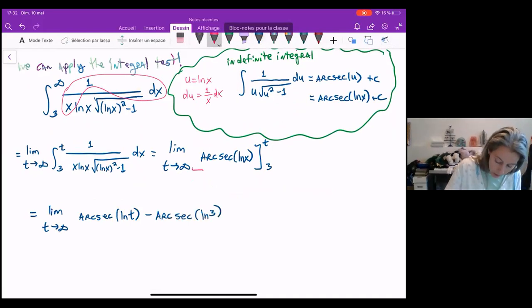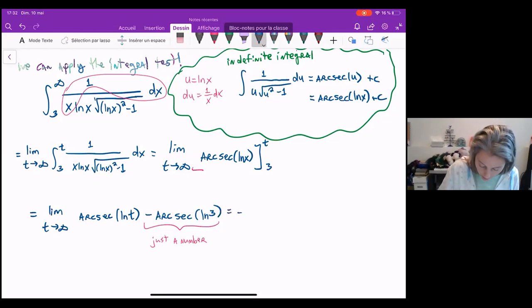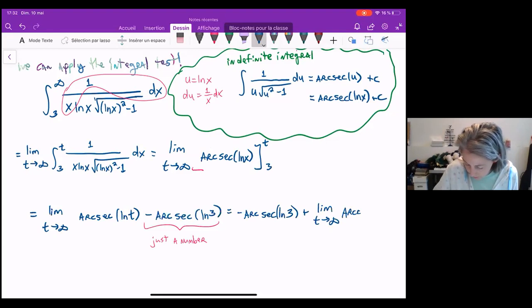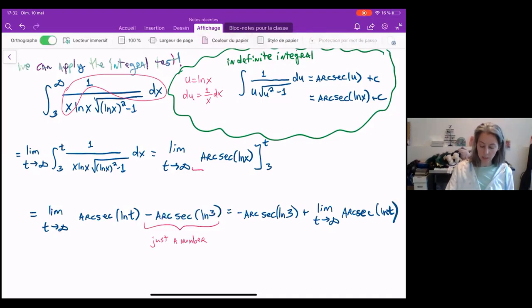But this minus arcsecant of ln 3 that we have right there is just a number. It's not going to be affecting my limit. So I'm going to bring it to the outside to get negative arcsecant of ln 3 plus the limit as t approaches infinity of arcsecant of ln t. Okay, so now we need to evaluate this limit.